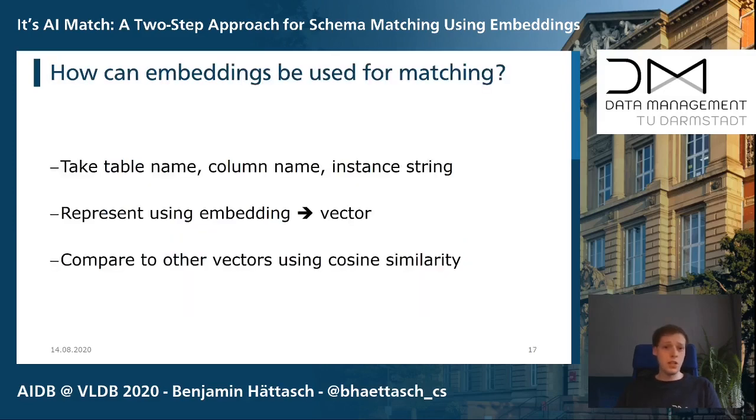How can embeddings, generally speaking, be used for matching? You can take everything that is a string, so the table names, the column names, the string instances, and represent them using the embedding. So you get a vector for that, and you can then compare these vectors using the cosine similarity. So you determine a value that can be used, for example with thresholds, to assess the similarity of two vectors and thus two concepts.